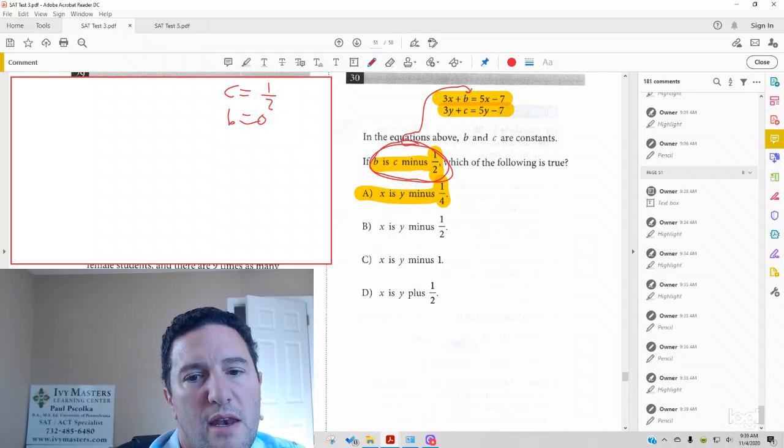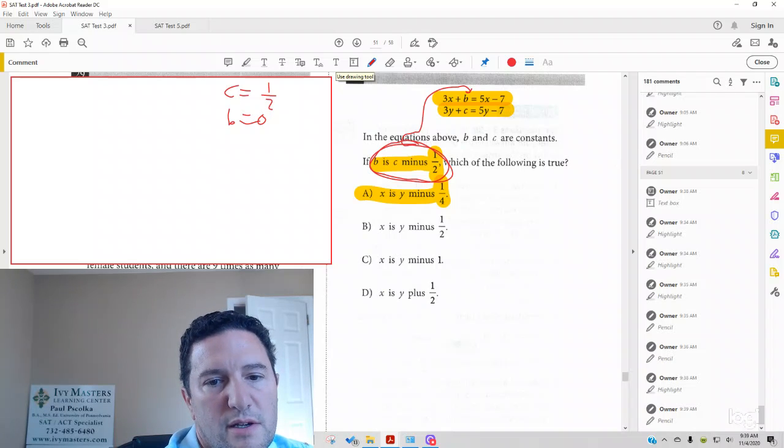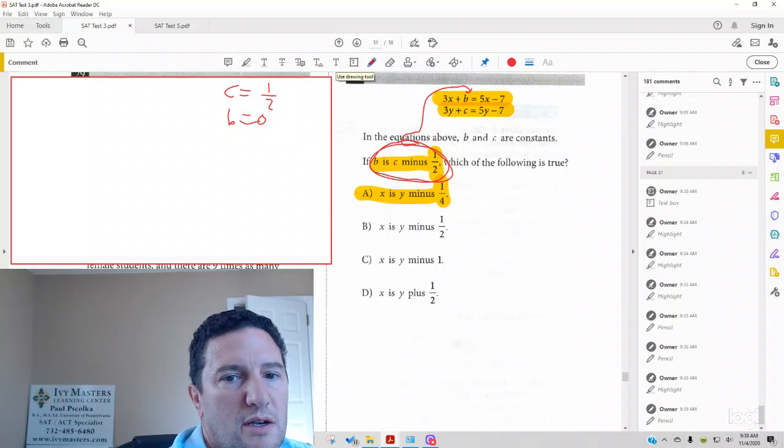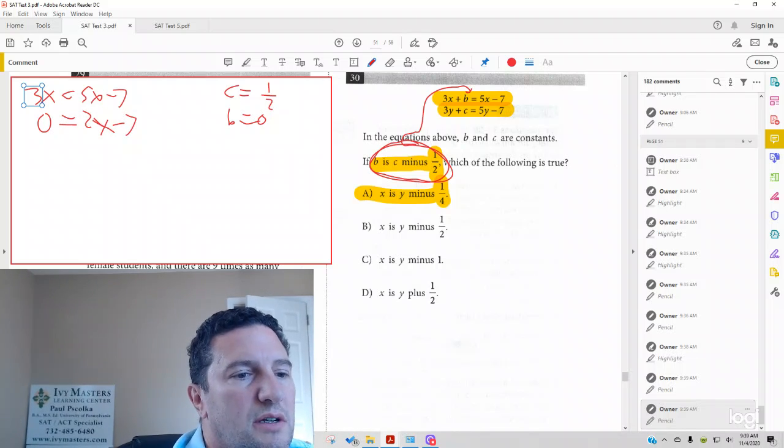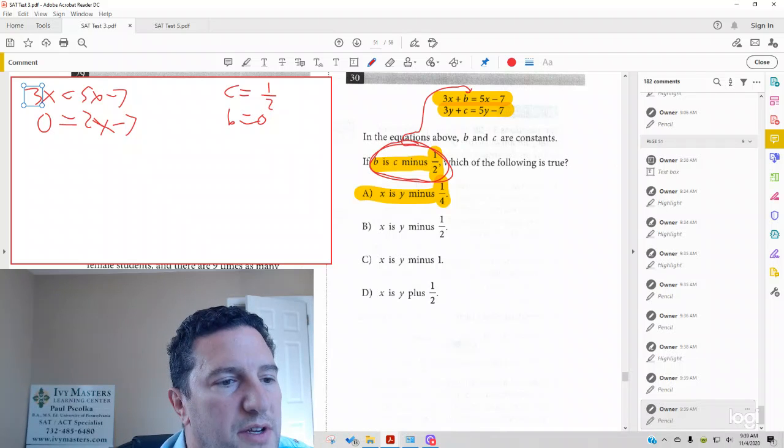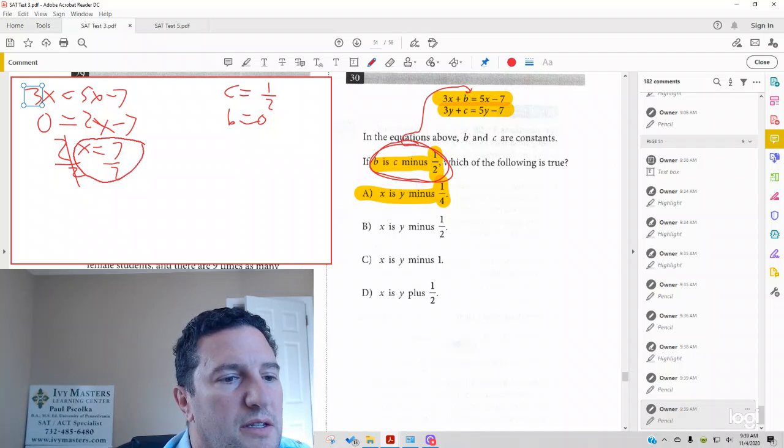And then what I've got is 3x plus 0, so I'm not even going to write that down, equals 5x minus 7. So then if I subtract 3x from both sides, I get 0 equals 2x minus 7. And then if I add 7 to both sides, I get 2x equals 7. Then divide both sides by 2. I get x equals 7/2.